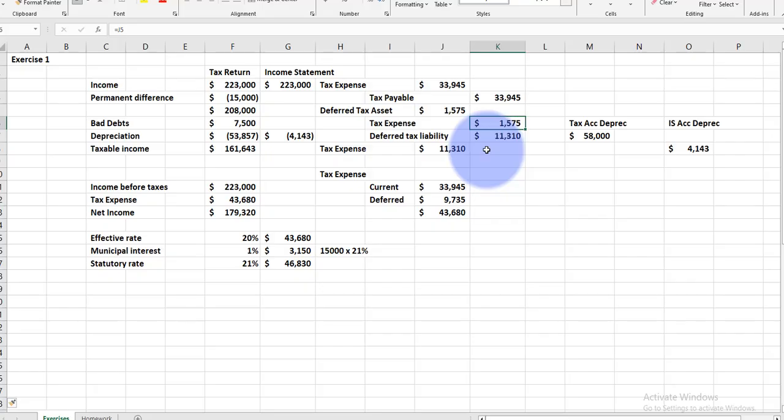We record that. Then we look at the depreciation, where our difference is 53,857.